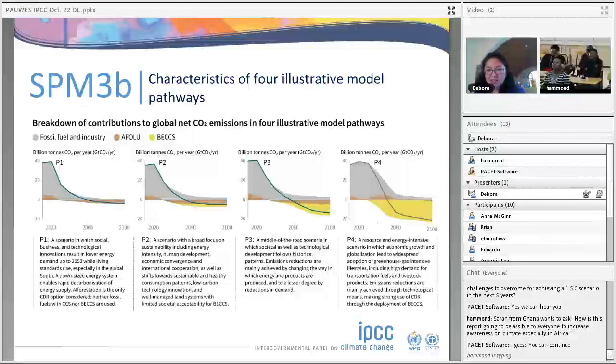I hope that answered your question, Lewis. I have another one from Sarah. How is this report going to be accessible to everyone to increase awareness on climate, especially in Africa?